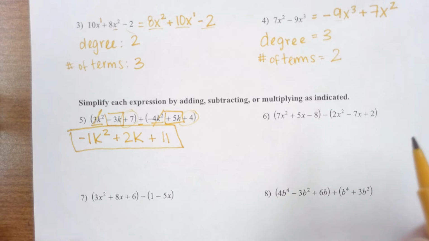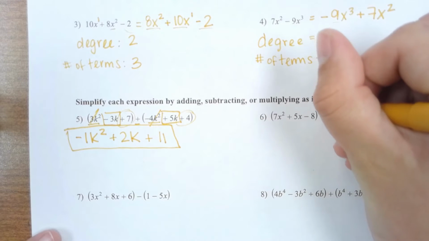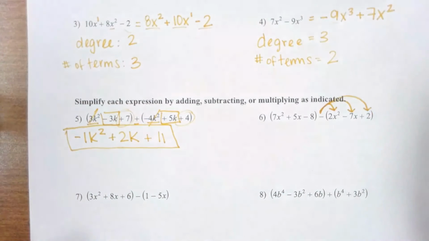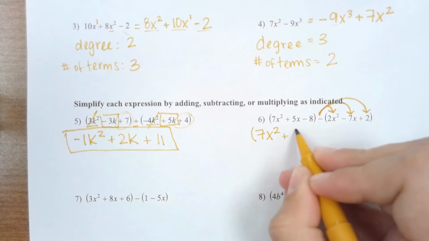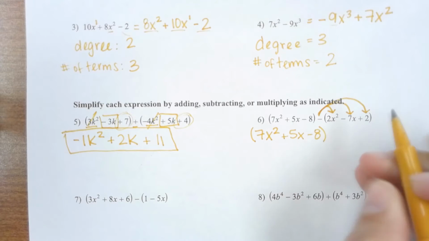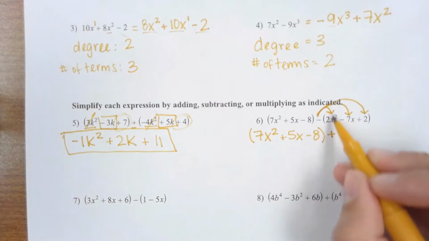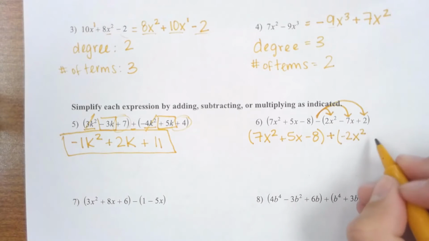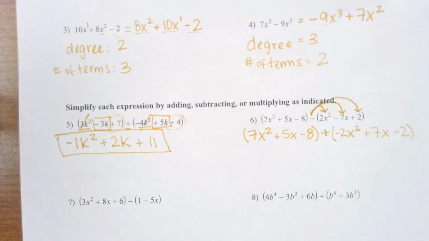Okay, next one. Remember, guys, when you see subtraction, you have to first change that subtraction to addition by using your distributive property, distributing this negative to every single term on the inside of your second parentheses. My first polynomial here is going to stay the same: 7x squared plus 5x minus 8. And this subtraction sign will now turn into a plus sign. A negative times a +2x squared is a -2x squared. A negative times a -7x is a +7x. And a negative times a +2 is a -2.